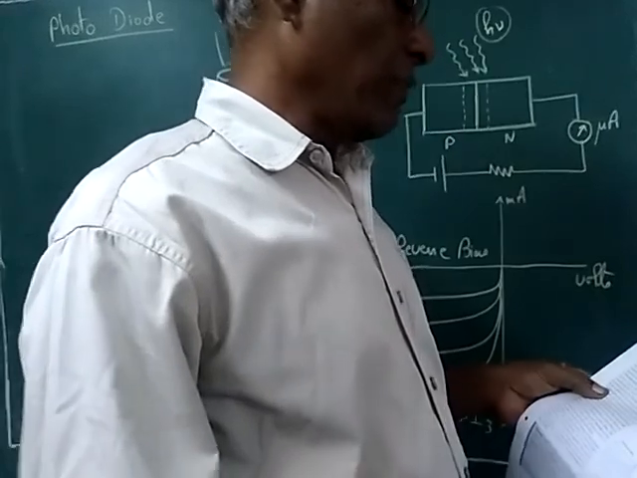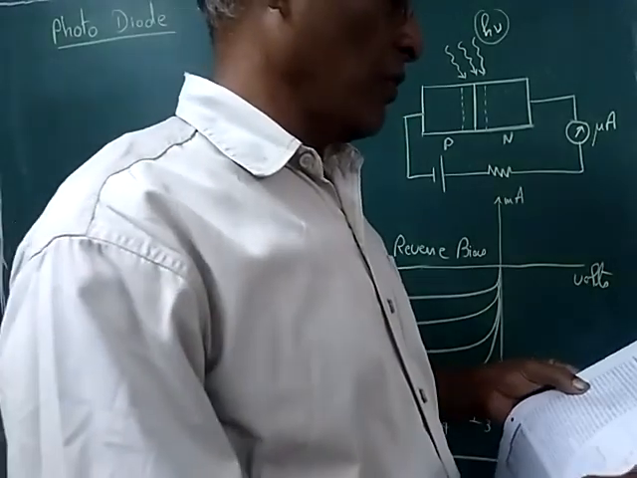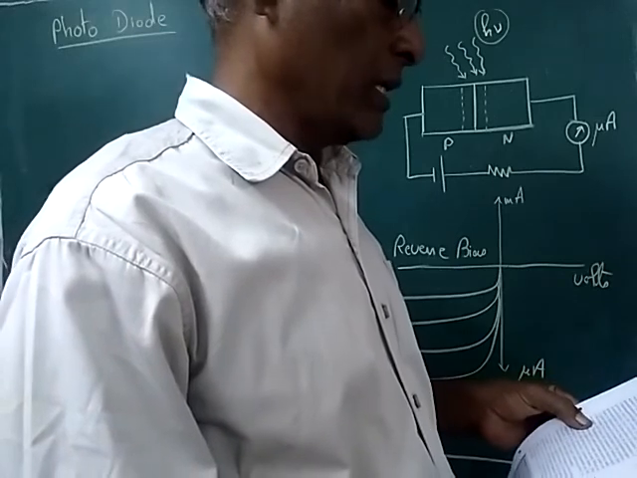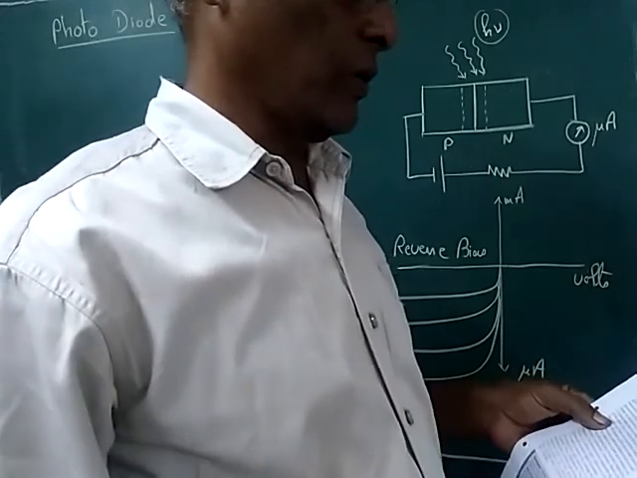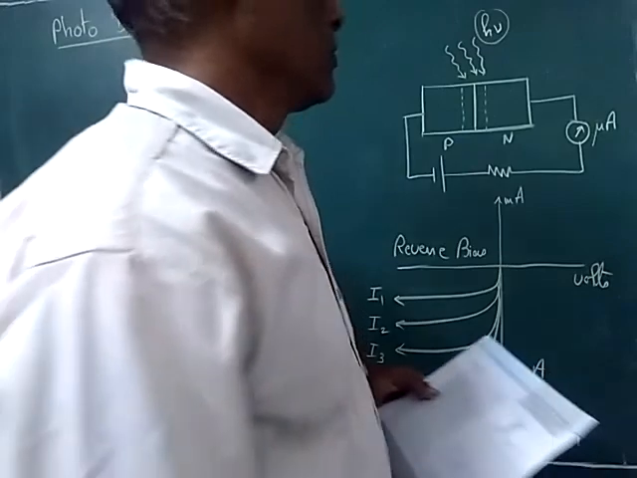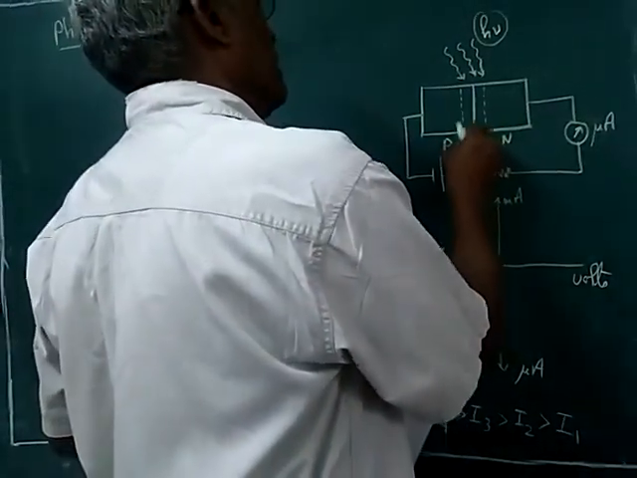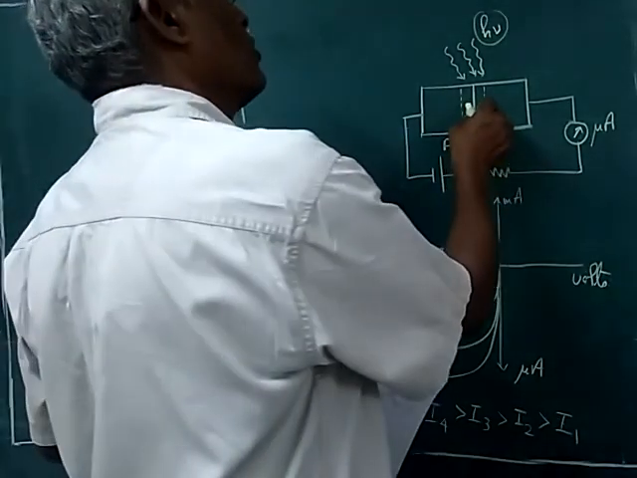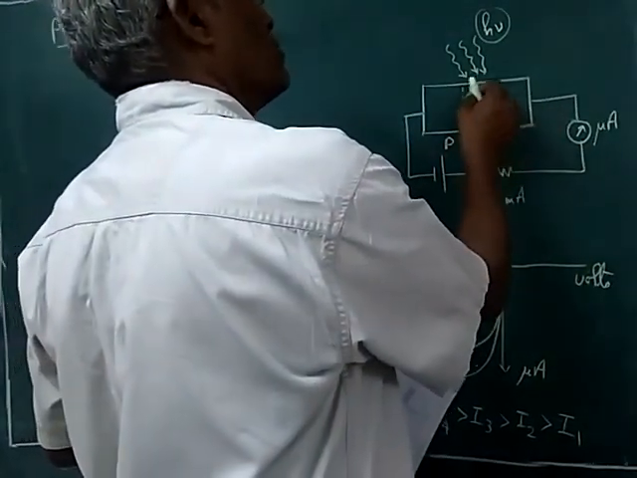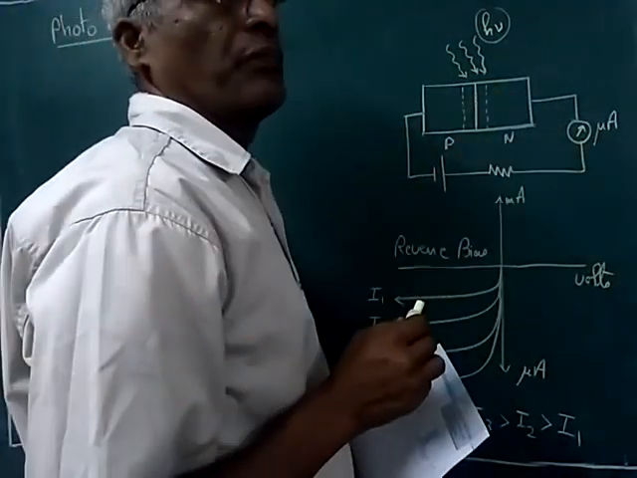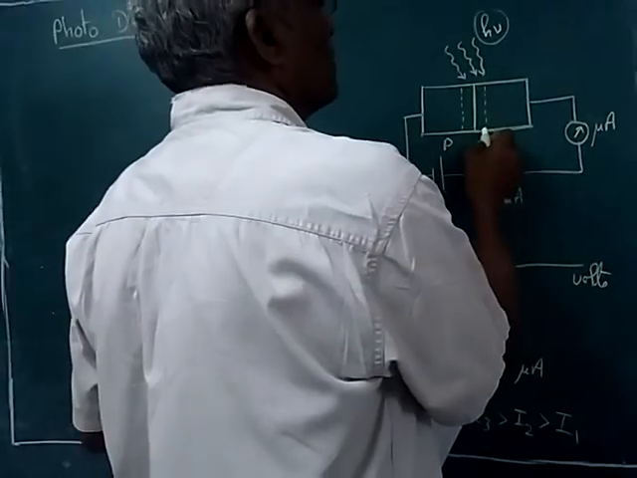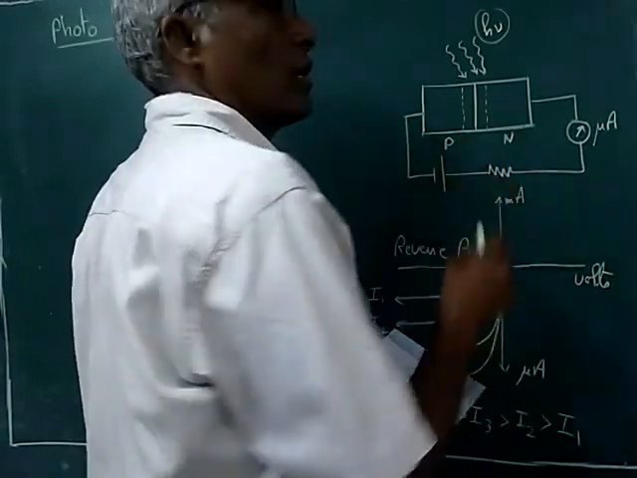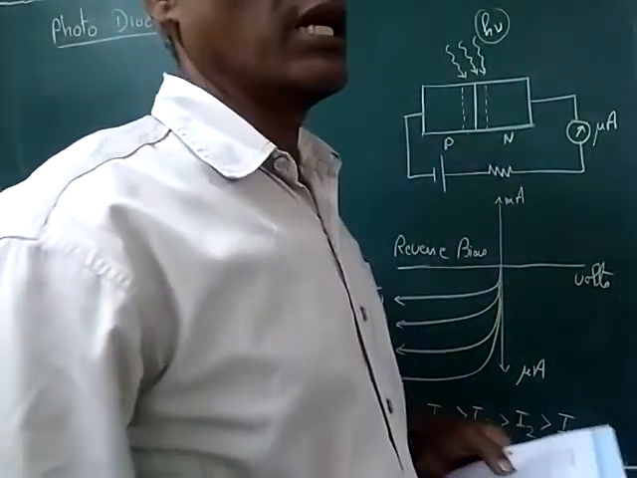The diode is fabricated such that the generation of electron hole pairs takes place in or near the depletion region of the diode. So the diode is fabricated in such a way that the electron hole pair appears only near the junction. That is, this side is electron, this side is hole, they will try to combine with each other. So it becomes electron hole pair.